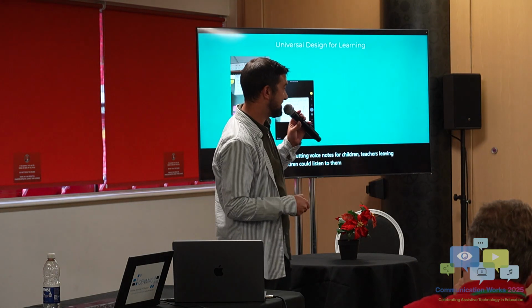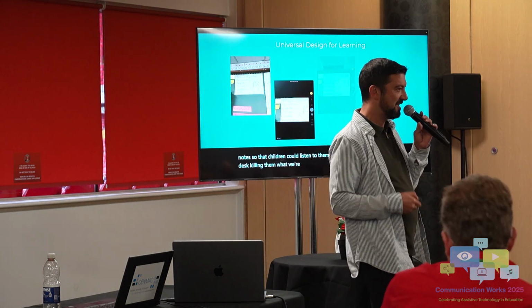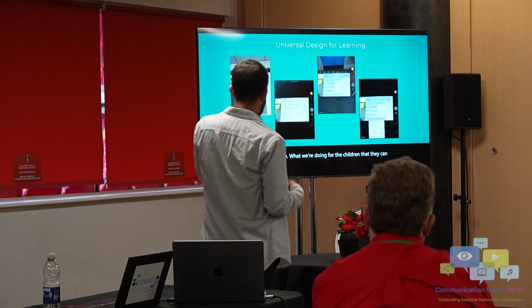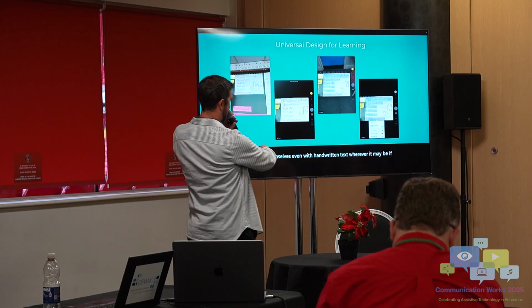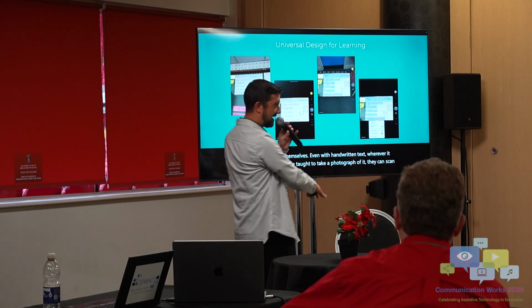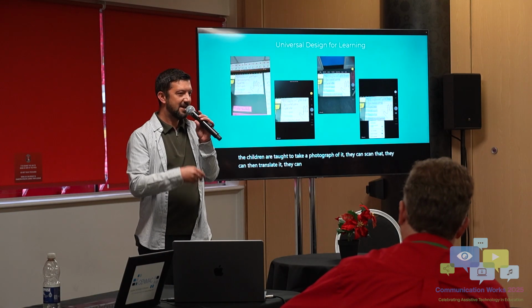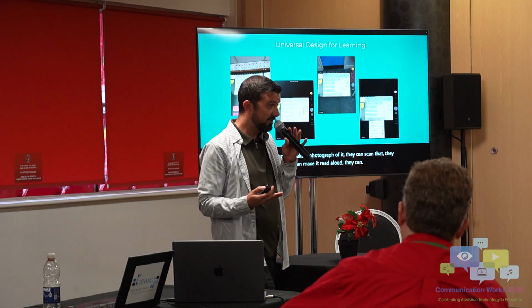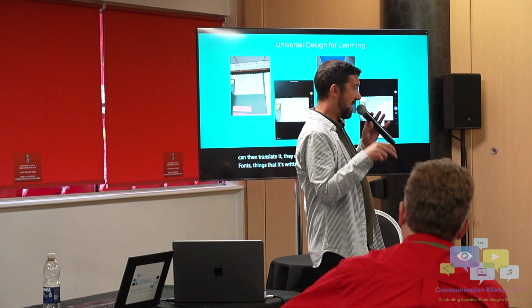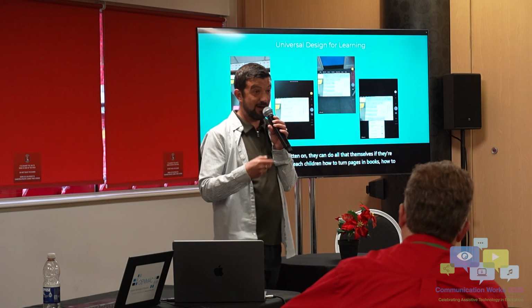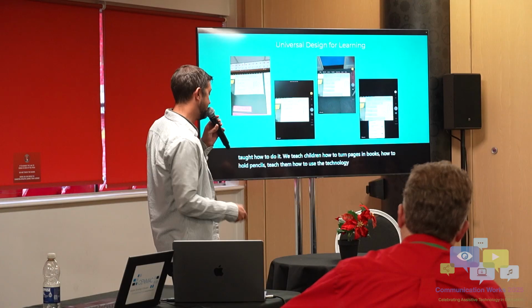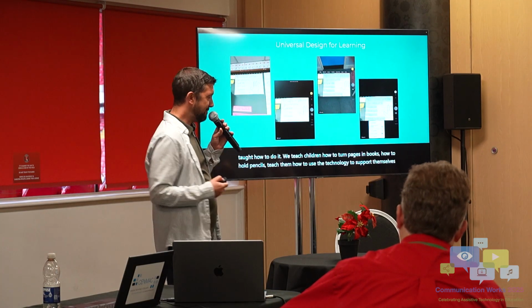And we realised that we were de-skilling them, doing for children what they can already be doing for themselves. Even with handwritten text, wherever it may be, if the children are taught to take a photograph of it, they can scan that, translate it, make it read aloud, change fonts, and they can do all that themselves if they're taught how to do it. We teach children how to turn pages in books, how to hold pencils, so teach them how to use the technology to support themselves. That ownership, that agency.